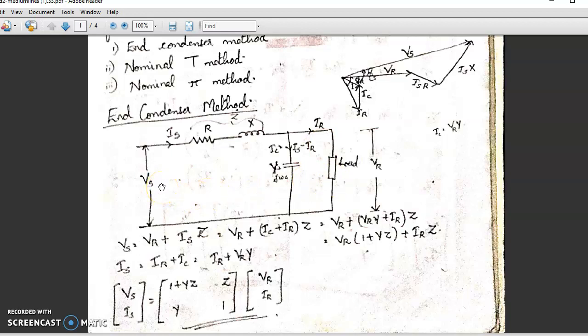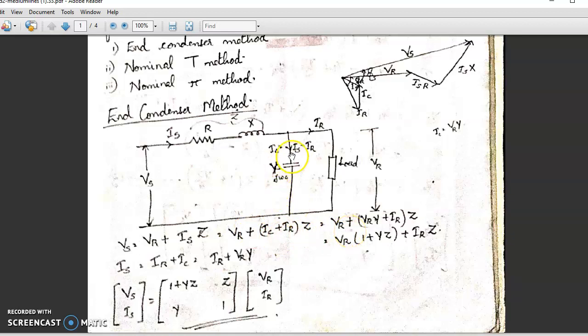In the last video, I told you Vs and Is have to be expressed in terms of Vr and Ir. That is our aim. To start with, we'll express Vs in terms of Vr. Since Vr is the receiving end voltage, I can write Vs is equal to Vr plus Is into Z. That is equal to Vr plus, now Is is nothing but Ic plus Ir. Is is split into Ic and Ir at this point. So Vs is equal to Vr plus (Ic plus Ir) into Z.